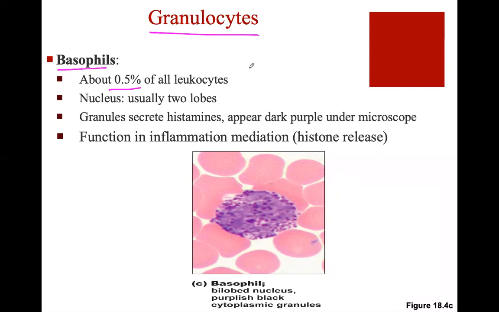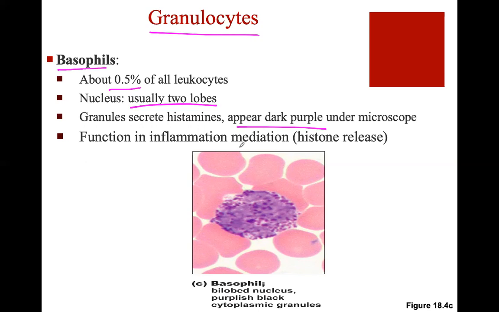What's the best characteristic? Their nucleus is usually 2 lobes, and you can see they have very significant dark purple staining for their granules. It's even hard to pick out where your nucleus is because the background, where your granules are, is really dark purple as well.